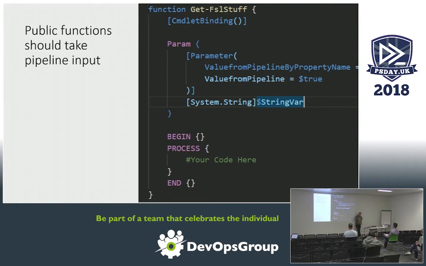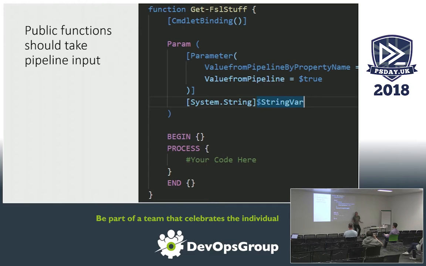Public functions should take pipeline input. Seems obvious. The amount of times I've seen software companies produce a PowerShell module that's meant for large enterprise to deal with, and you try and pipe something into it, pipeline doesn't work. It is absolutely essential that you configure all of your inputs correctly. As part of my testing for any function, I will always test positional input, although I hate positional input, pipeline input, by name, and by value, right?